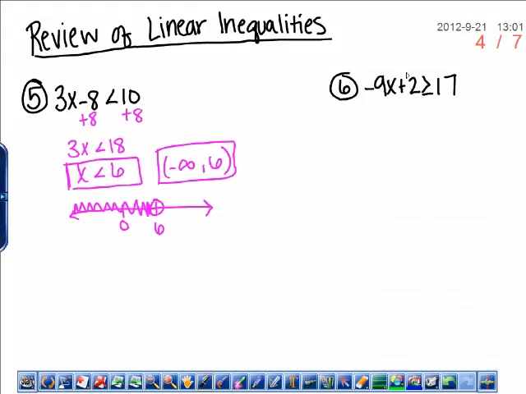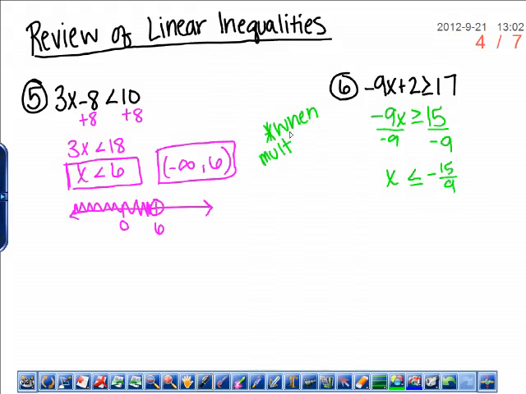What am I going to do first? Subtract 2. So I'm going to get negative 9x is greater than or equal to 15. Then what am I going to do? Divide by negative 9, which causes what to happen? Yeah, your sign is going to flip. When does your sign flip? Good. When you multiply or divide by a negative, you've got to flip your sign.